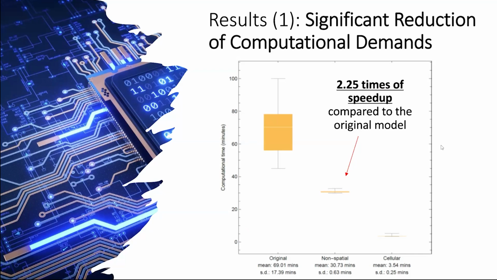This is the non-spatial version, and then I presented the cellular version earlier today. There are 3 different versions, and the vertical axis is the computational time, how much time you needed to run the simulation. And obviously, the non-spatial and the cellular versions are much, much easier to simulate.